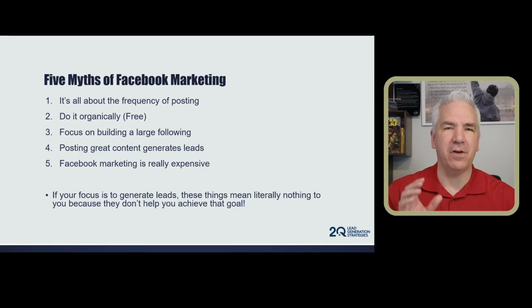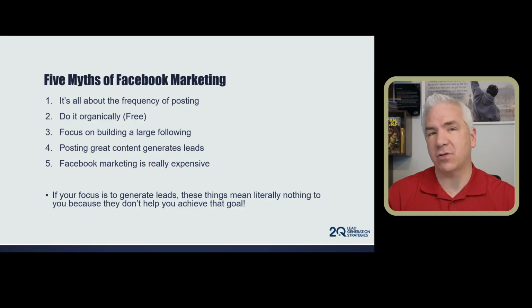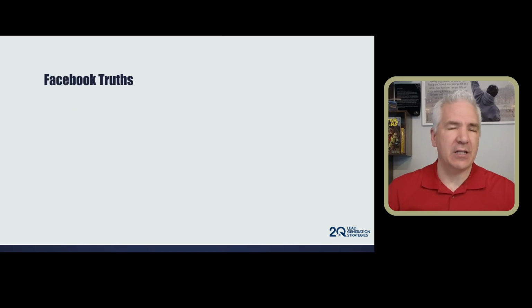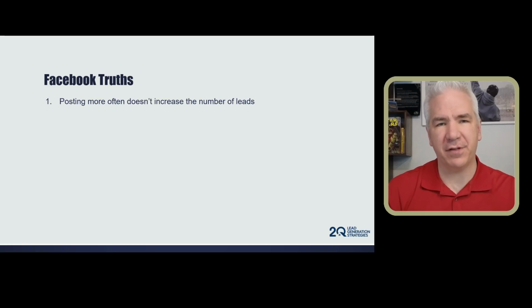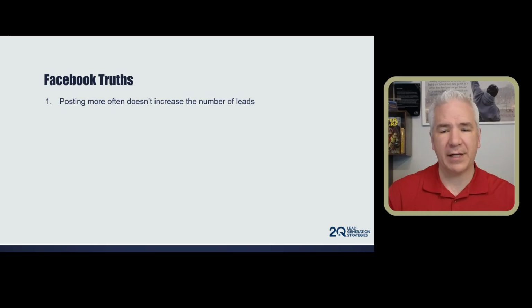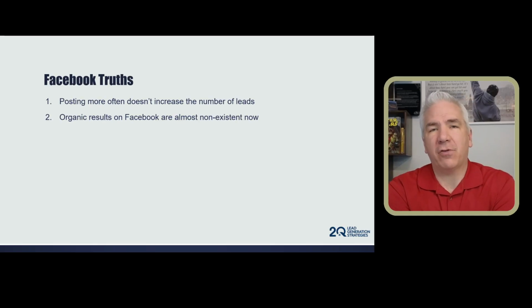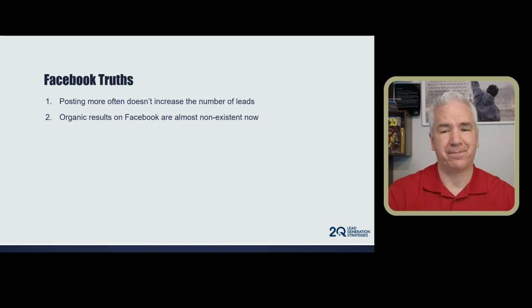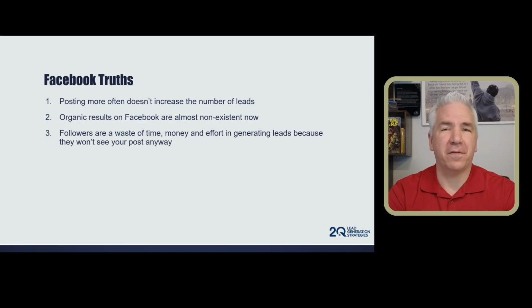But the truth of the matter is, if your intent is to use social media as a tool to generate leads and create new opportunities, then none of these things really matter to you, right? They're irrelevant for what we're doing. And the reason why is because the 5 truths of Facebook marketing are these. Number 1, posting more often doesn't increase the number of leads that you generate. Again, no correlation between that. Number 2, organic results on Facebook these days are almost non-existent. Again, organic just means free. The third thing is that followers for your page are an absolute waste of time, money, and effort because in most cases, they're never going to see what you're posting anyway, right?